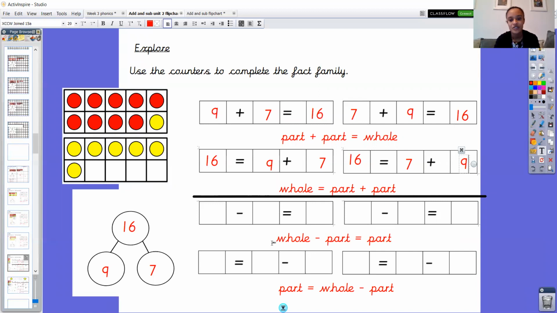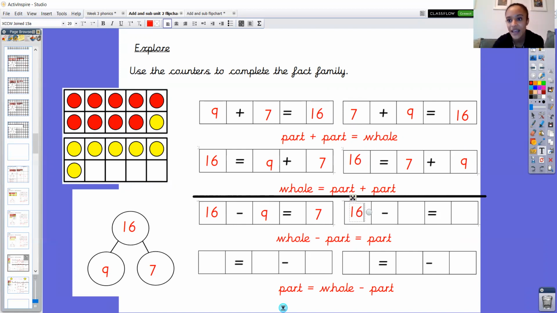Okay, now we're going to switch our brain from addition to subtraction. Okay, and we want to start with our whole again, just like we practiced a minute ago. So my whole again is 16. This time I'm doing some taking away. It's going to take one part away. So I'll start with 9 again, as it's my first one, and then that gives us the answer of 7. That's our other part.